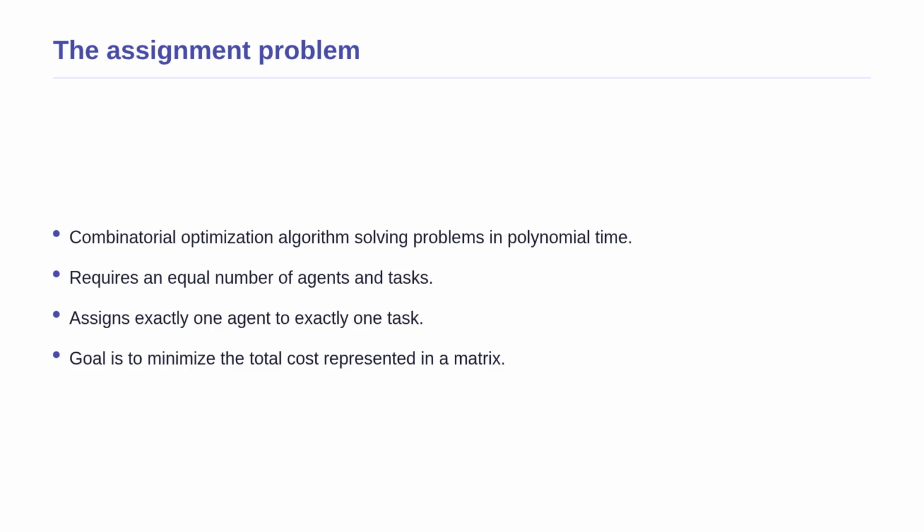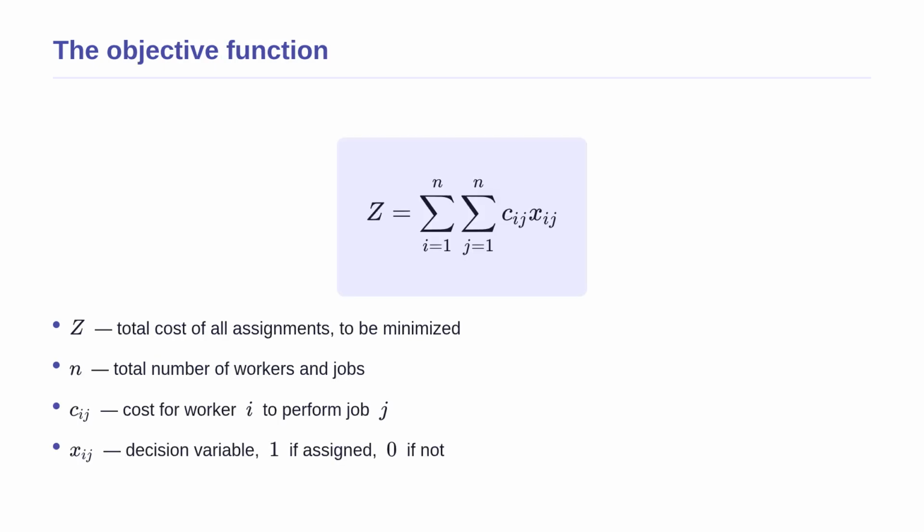It is a combinatorial optimization algorithm that finds the perfect one-to-one match between agents and tasks. Instead of guessing or trying every single combination, which would take forever, this method guarantees the absolute lowest cost or time in polynomial time.